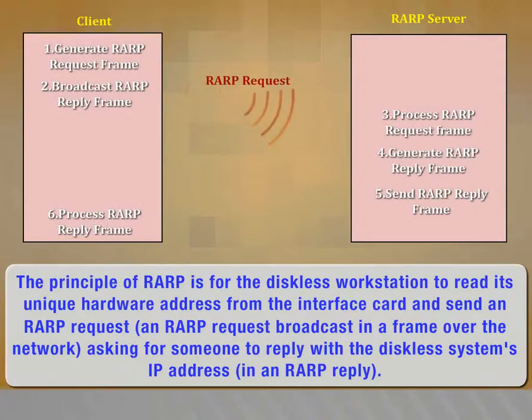The principle of RARP is for the diskless workstation to read its unique hardware address from the interface card and send an RARP request, that is, an RARP request broadcast in a frame over the network, asking for someone to reply with the diskless system's IP address, that is, in an RARP reply.